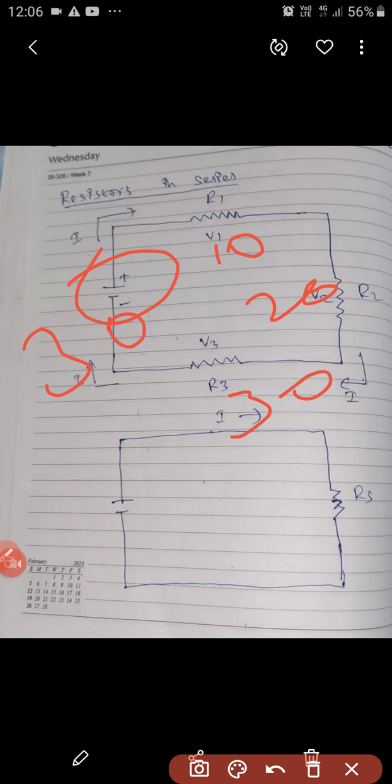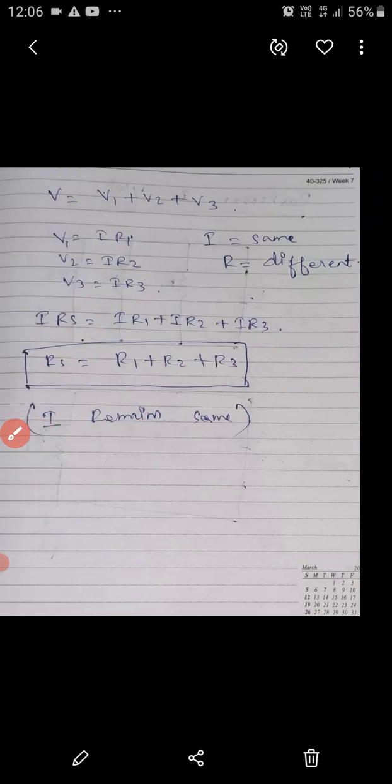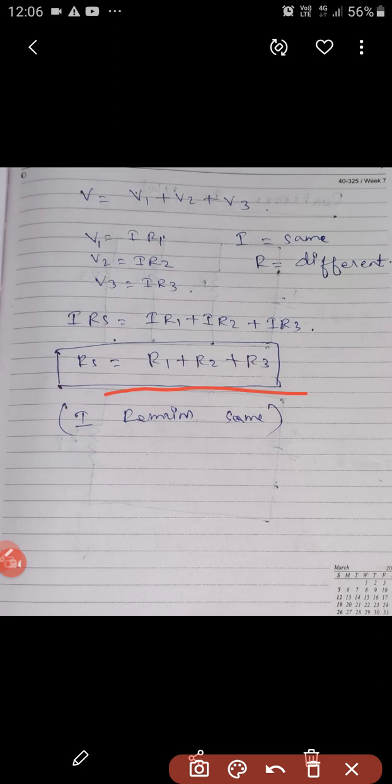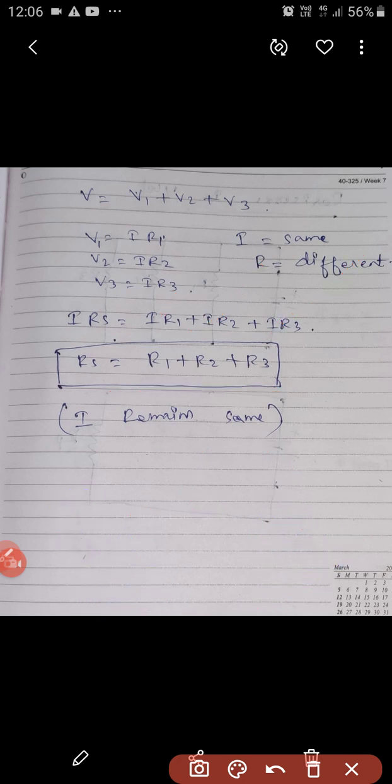What will be the equivalent resistance connected in series? Like that the question was asked. So what you have to do is make use of this equation very easily. RS is equal to R1 plus R2 plus R3. If you put R1 as 10, R2 as 20, R3 as 30, you will get 60. This is RS, and this is represented in ohm. So these are the things about resistors connected in series.